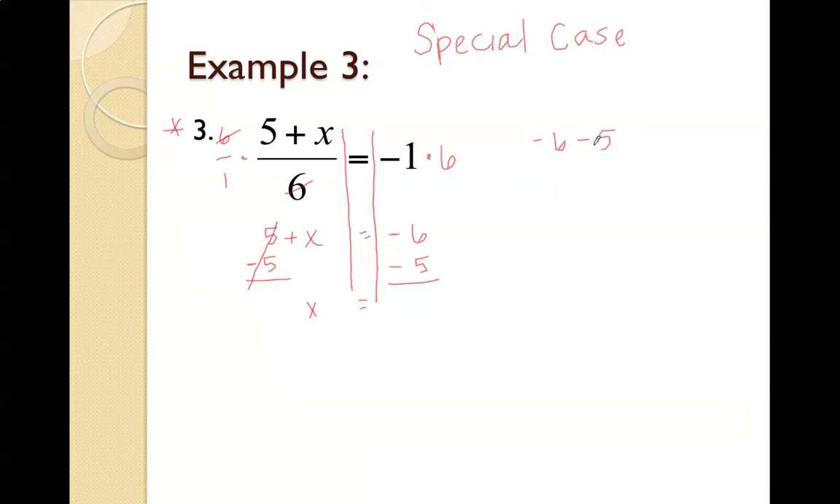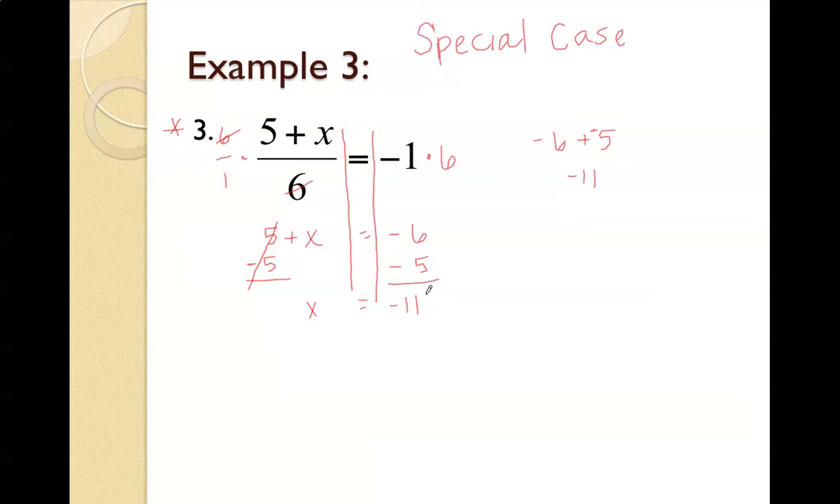Because what happens here is I have subtraction, so I have to really add the opposite, which makes both of these numbers negative. So I have a negative 6 and a negative 5. My signs are the same, so I add and keep. So that would give me a negative 11. So I have x equals negative 11.